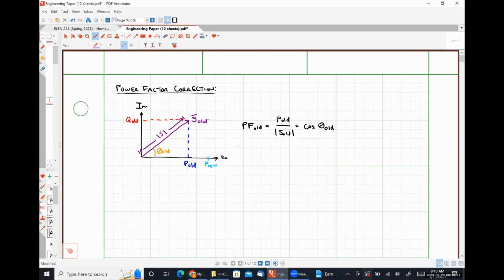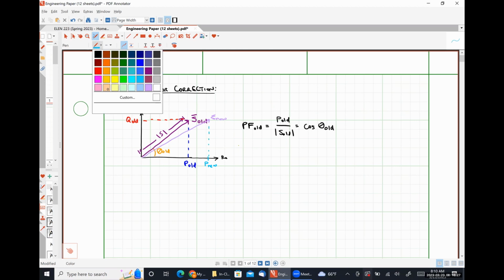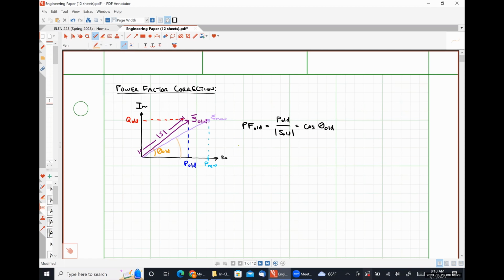My new complex power, S new, would be over here. And let me put my projection like so. And my new angle, theta new, is definitely smaller, right? So causing my load to absorb more average power does increase my power factor, okay?